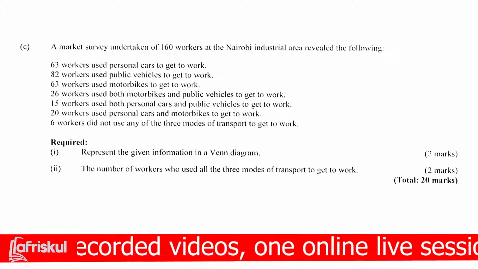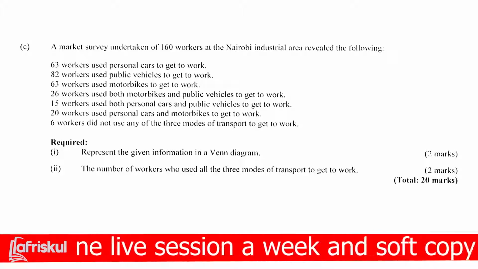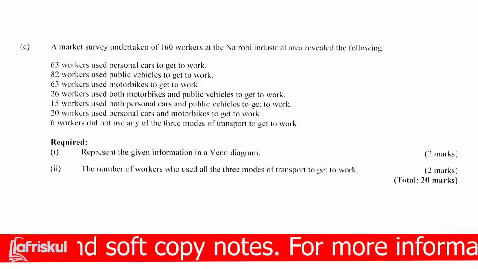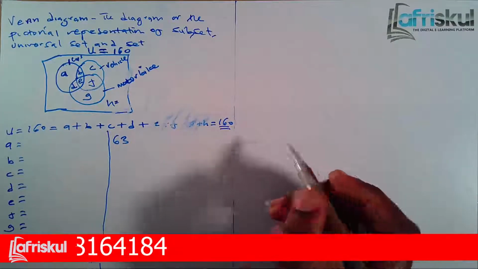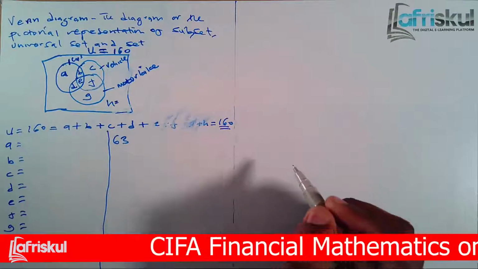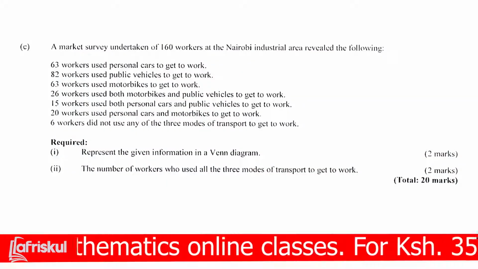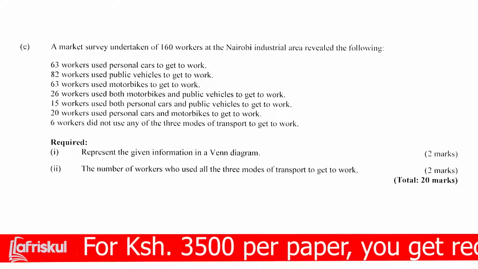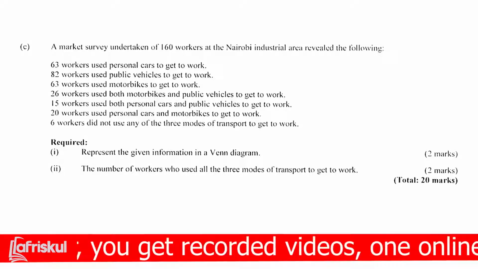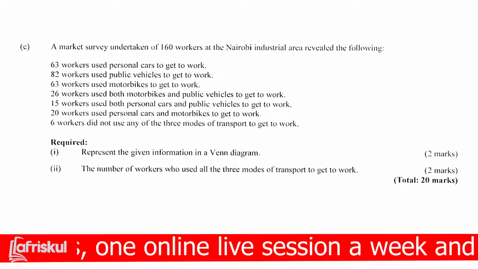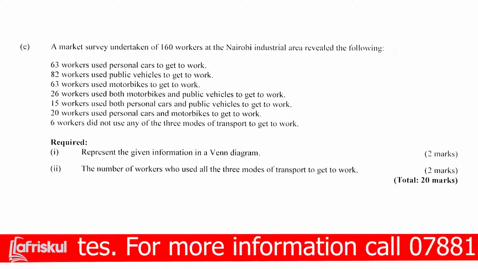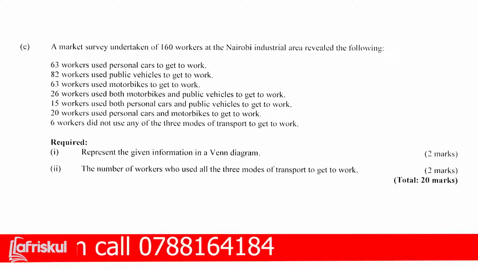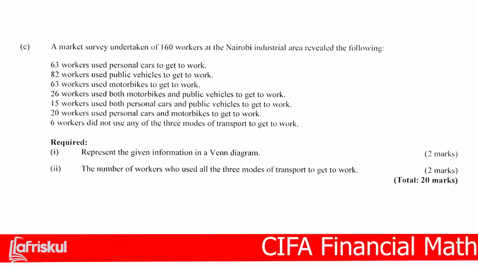And when you reach there, you've already done your Venn diagram, and the examiner will give you your total marks. Now let's read question number Roman 2. It reads, the number of workers who used all the three models of transport to get to work.